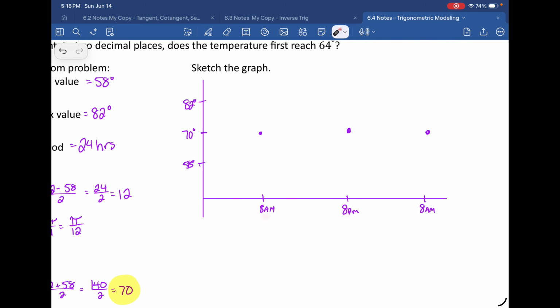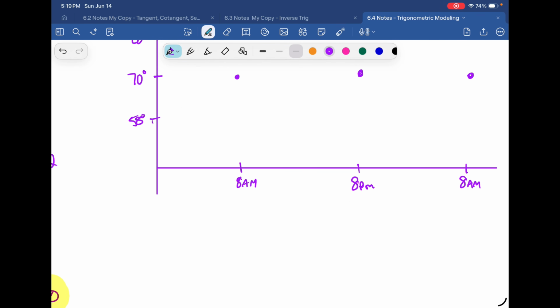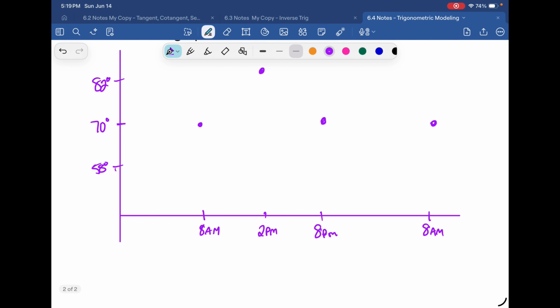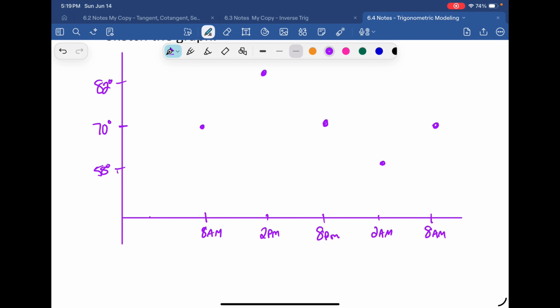Okay, from 8 a.m. to 8 p.m., halfway between, I should hit a high because that's afternoon, right? So what is halfway between 8 a.m. and 8 p.m.? That's 12 hours. Half of 12 is 6. So 8 a.m. plus 6 hours is 2 p.m. That's where I'm going to hit the high. And then halfway between 8 p.m. and 8 a.m. is 2 a.m. And that's where I'm going to hit the low. That means I can also go backwards a little bit and do 2 a.m. over here.